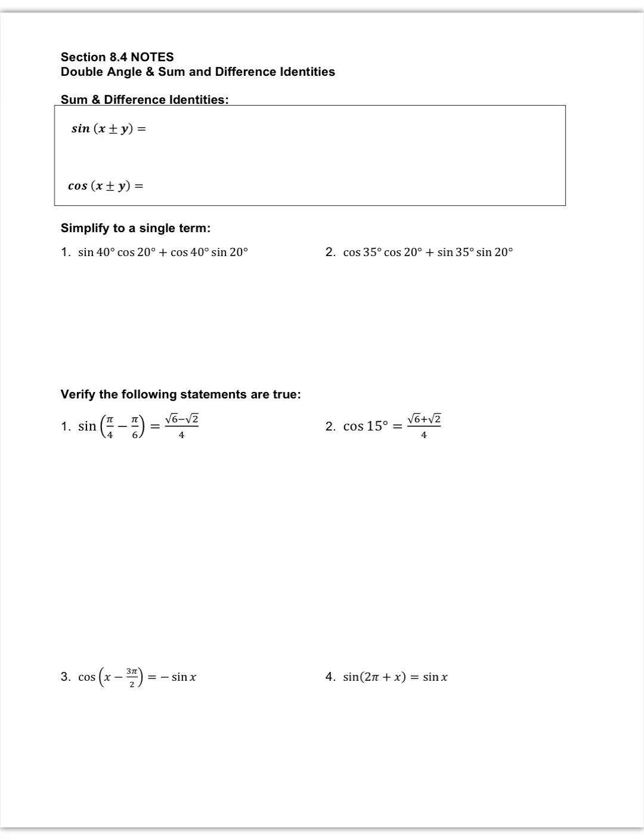Okay, section 8.4, double angle and sum and difference identities. So these are some more identities that we're adding. We're going to use these. We're still going to simplify to a single term using this information that we're given, as well as verifying if something is true by proving one side is equal to the other, like we've done in the last two sections.